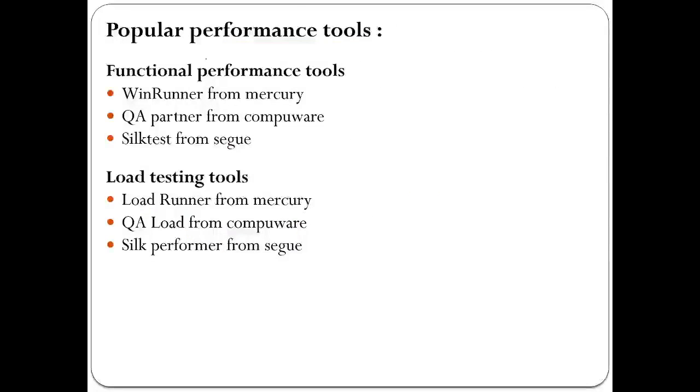These are the various tools available in the market. Only a few are mentioned here. Functional performance tools are WinRunner from Mercury, which is the company from where you will get the tool, QA Partner from Compuware, and Silk Test from Segue. Load testing tools are LoadRunner from Mercury, QA Load from Compuware, Silk Performer, etc.